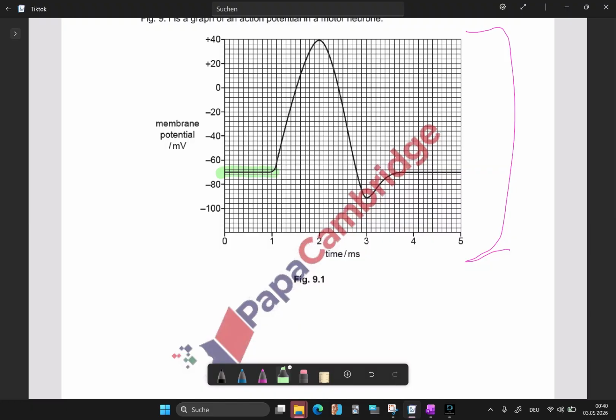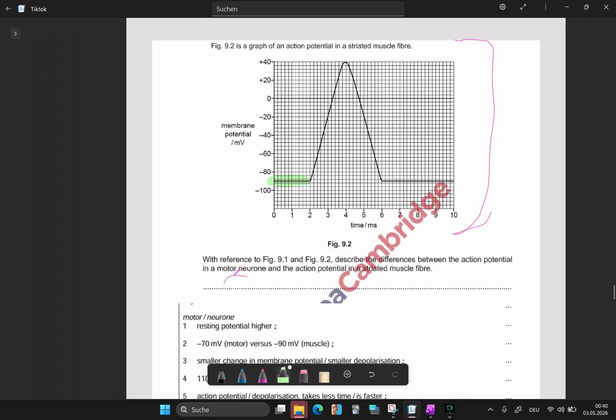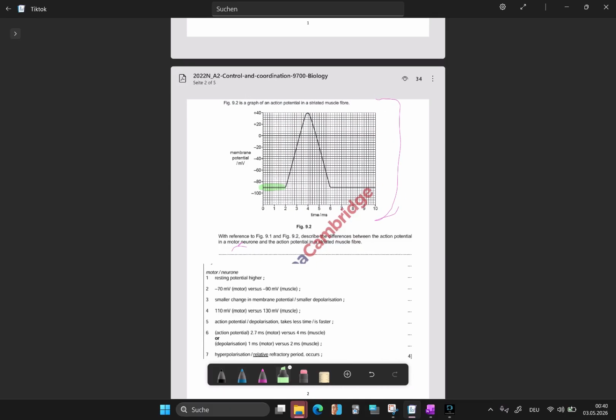Here the resting was at -70. Here it was at -90. The resting in the striated is lower.